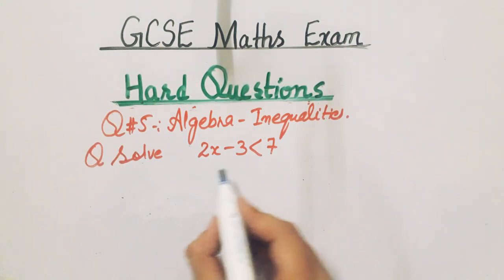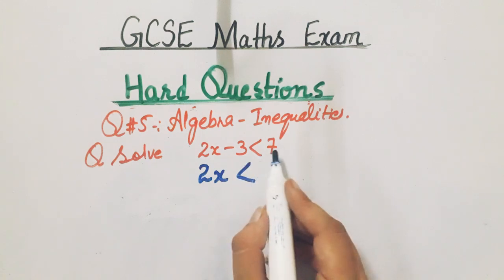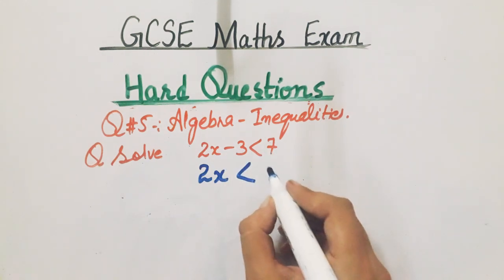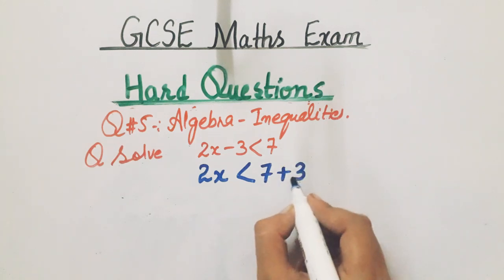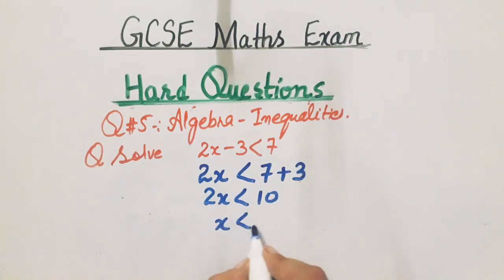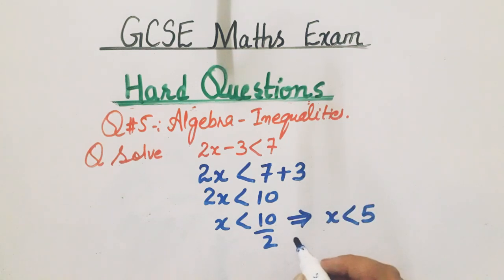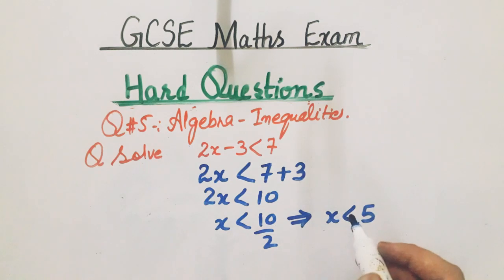So we will solve this as, first of all, this will be 2x and here is minus 3, then it will be added on the right hand side, so it will become 7 plus 3. We have 2x less than 10, then x will be less than 10 over 2. Because 2 is multiplied here, then it will be divided, which implies that x is less than 5. So treat inequalities like equations, but flip the sign if you multiply or divide by a negative number.